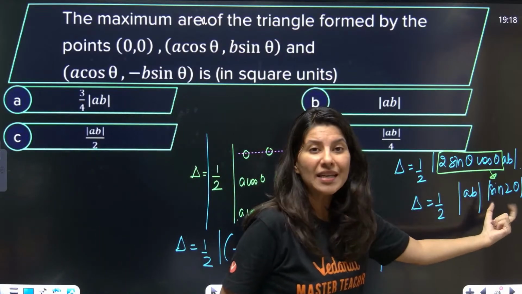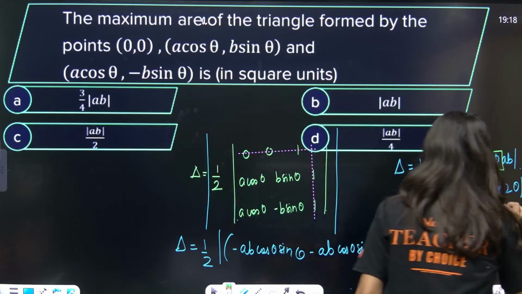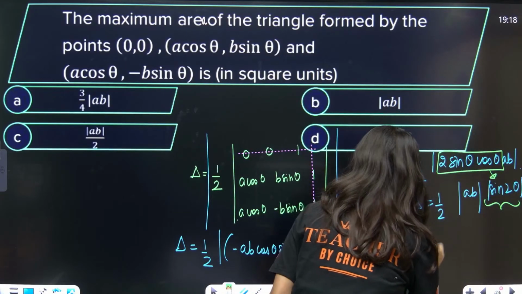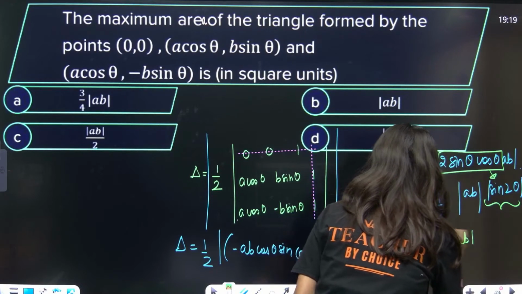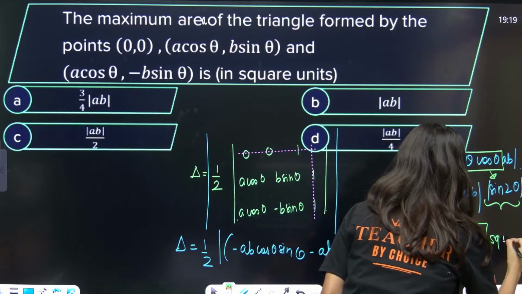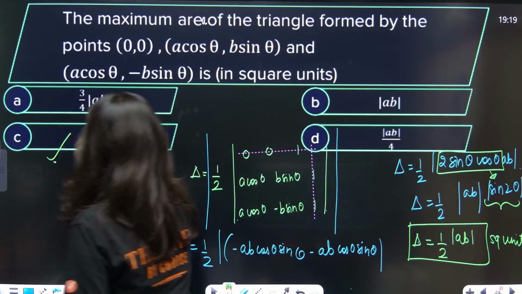Now what they are asking is maximum area. So maximum area will occur when the value of sine 2 theta becomes maximum. So the maximum value of sine 2 theta is 1 and area is nothing but half of mod of AB square units. So please do not forget the modulus. Option C is absolutely correct.